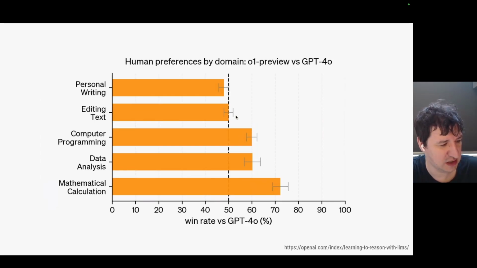Interestingly, there was no increase in performance for writing or editing text. And that's because these models were not actually struggling with this before. So this performance gain was focused on the reasoning skills of the large language models.